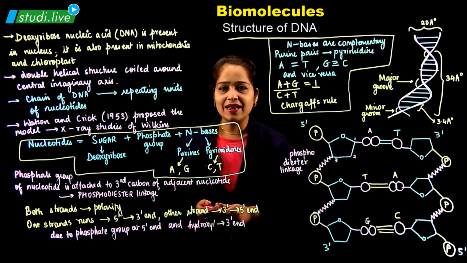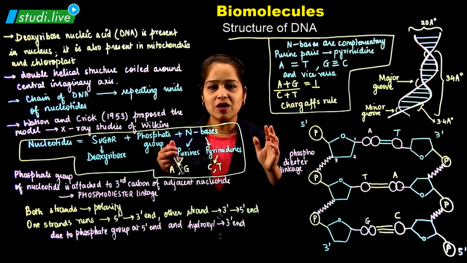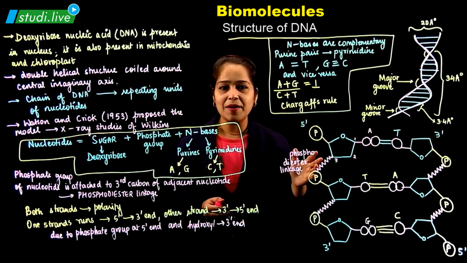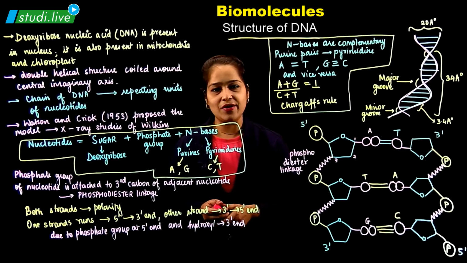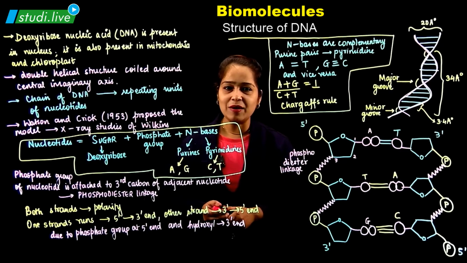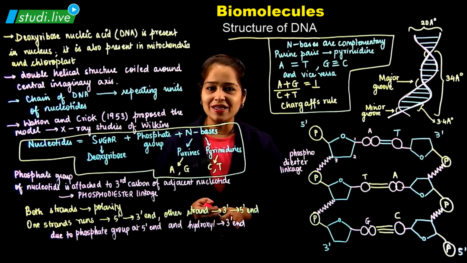This DNA structure was discovered, described and proposed by Watson and Crick. So this was the Watson and Crick model. With this we complete the structure of DNA.